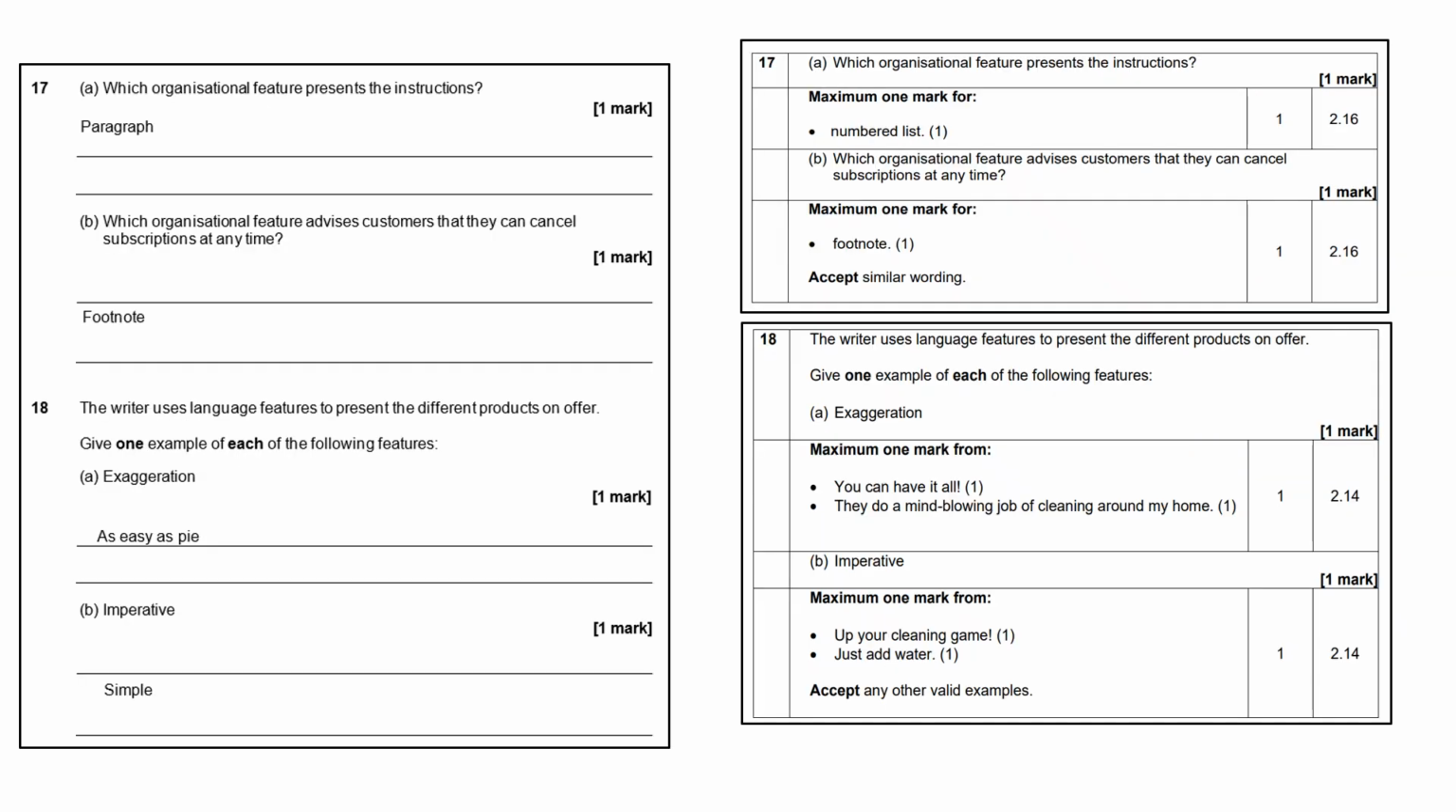Next, we're going to look at questions 17 and 18, and again, you may wish to pause the recording. So question 17 is about organisational features used in text 3. In this particular question, the learner has to identify the organisational feature used for a given purpose. So question 17A, which organisational feature presents the instructions? And the only awardable answer is numbered list. For question 17B, the learner should identify the footnote as the organisational feature that advises customers about cancellations.